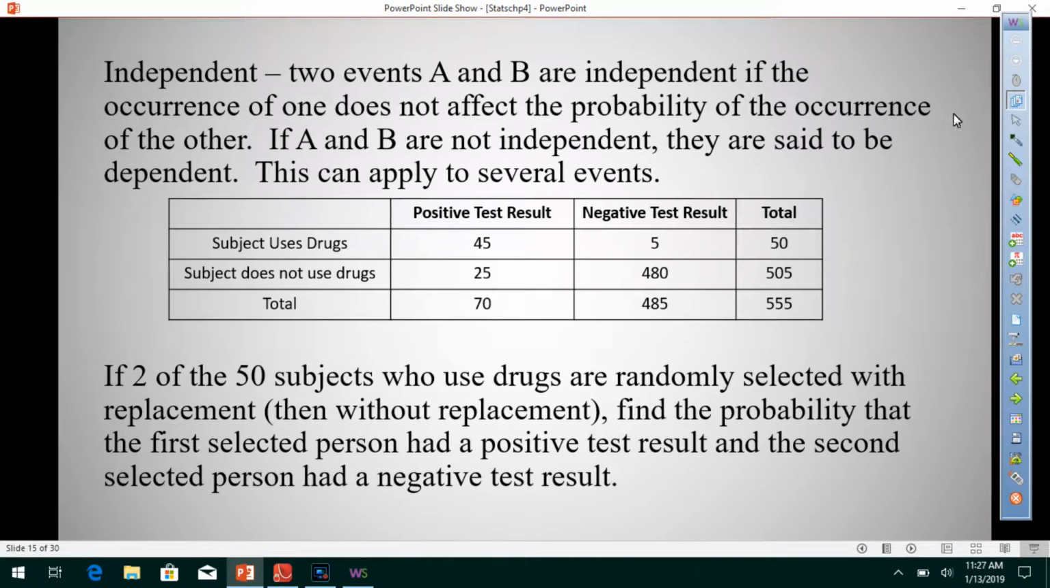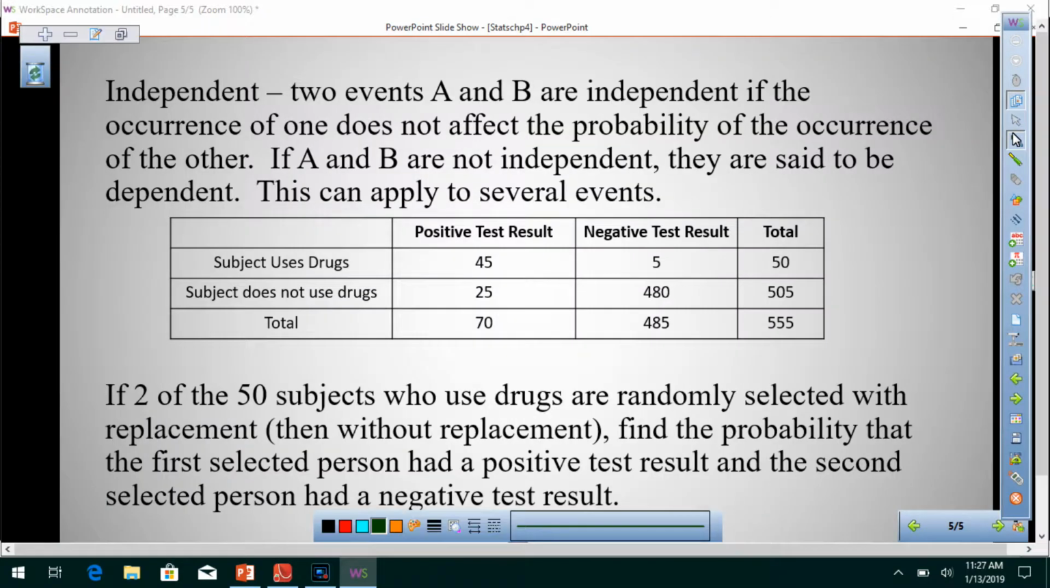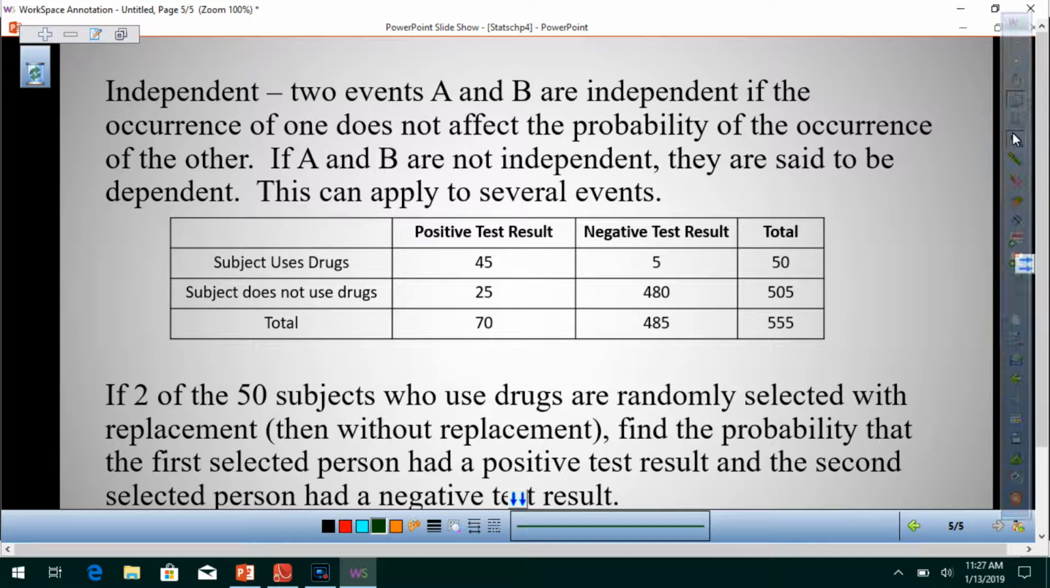Let's take a look at something else. Independent. Two events A and B are independent if the occurrence of one does not affect the probability of the occurrence of the other. If A and B are not independent, they are said to be dependent. And this can apply to several events. And go back to the disjoint. Okay, if you're not sure, go back to the disjoint.